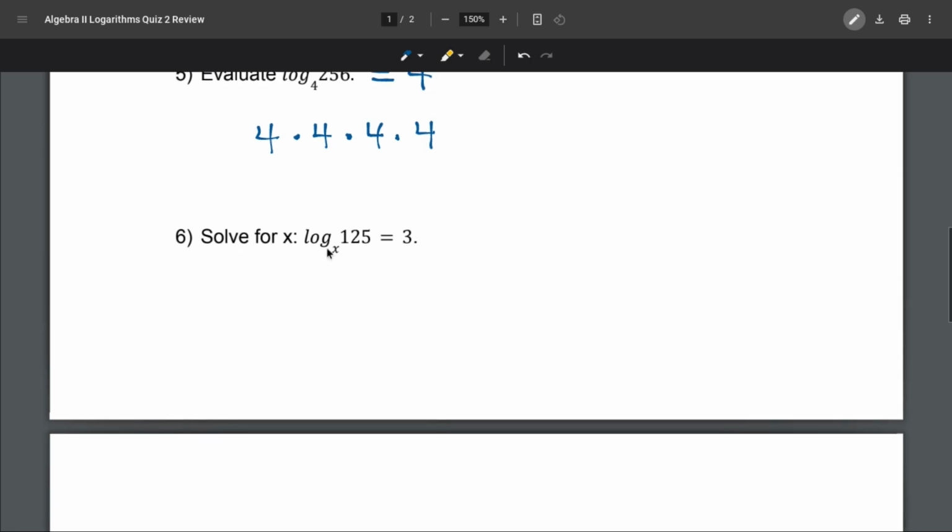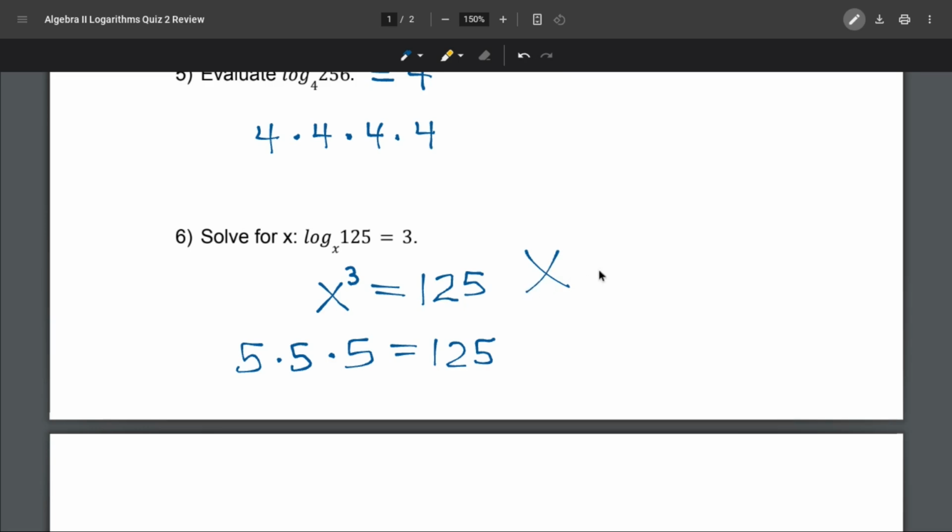Okay, this next one, we're solving for x. We're going to do the log with the base of x of 125 equals 3. So if I rewrite this in exponential form, I have x to the third power equals 125. So we've got to find a number for x that if we multiply 3 of that number together, it's going to equal 125. And that number is 5, because 5 times 5 is 25. And if we multiply by 5 again, we get 125. So x equals 5 on this problem.